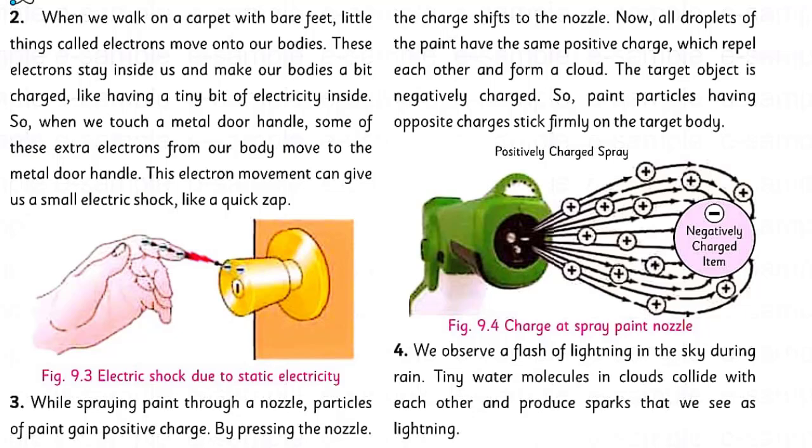4. We observe a flash of lightning in the sky during rain. Tiny water molecules in clouds collide with each other and produce sparks that we see as lightning.